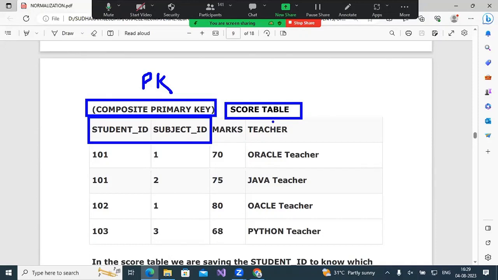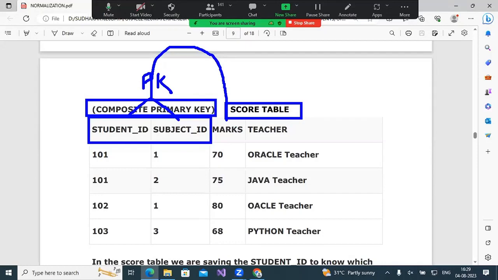Non-primary key. That means non-key columns. So now you just observe. Marks always depends on both of them, because when you get a mark, you need a student as well as a subject. The marks column depends on both columns, student ID and subject ID, because students write examinations to get marks in a particular subject. So when the marks column depends on both the primary key columns, it is called a full dependency.